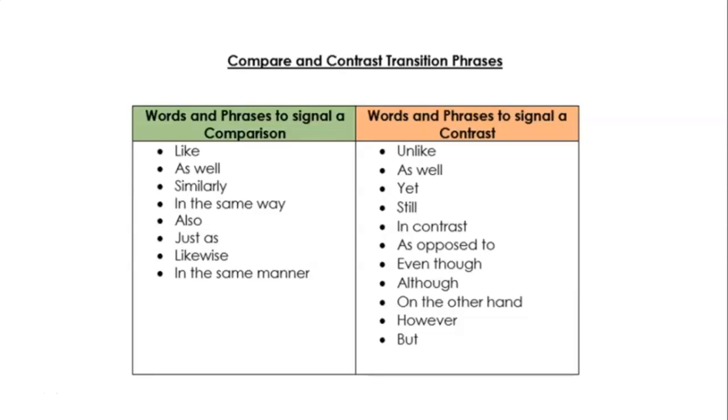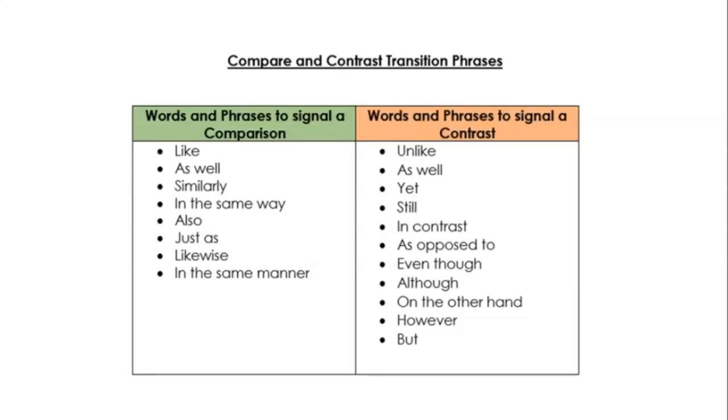Now, words and phrases to signal a contrast. Unlike, as well, yet, still, in contrast, as opposed to, even though, although, on the other hand, however, and but. So, these words, well, first of all, when we're writing our contrast paragraph, which side do you think we're going to focus on? If you said the right side or the red side or the contrast side, you were right, because we're contrasting the Nez Perce and the U.S. government, why the land is significant to them.